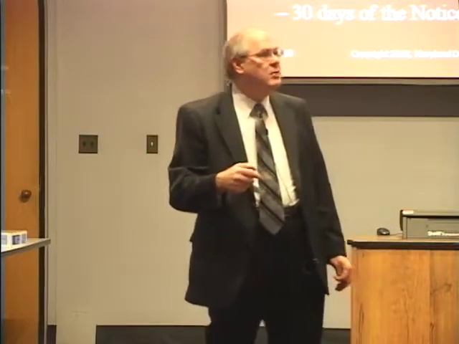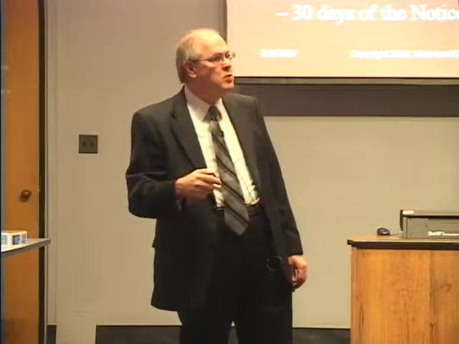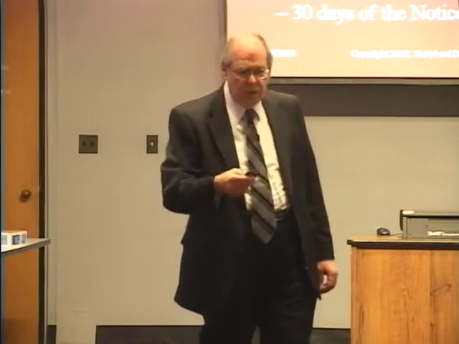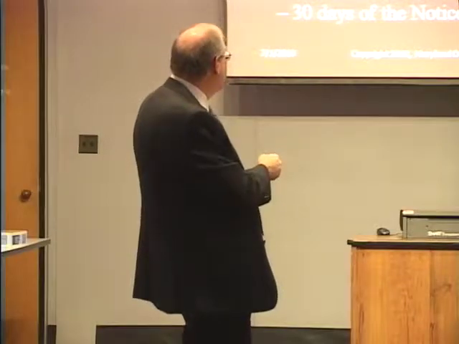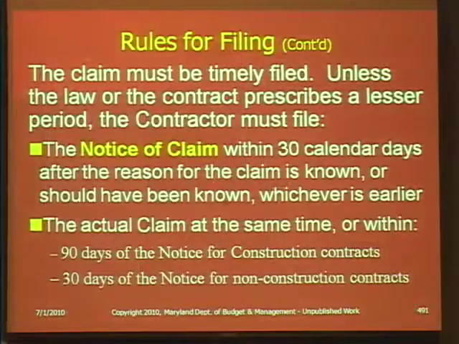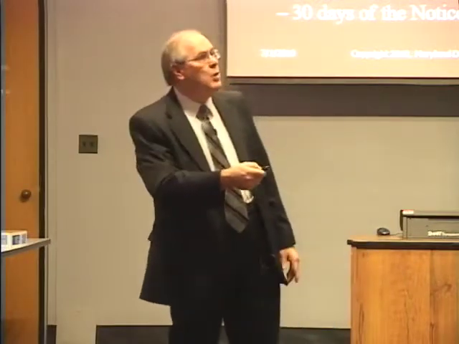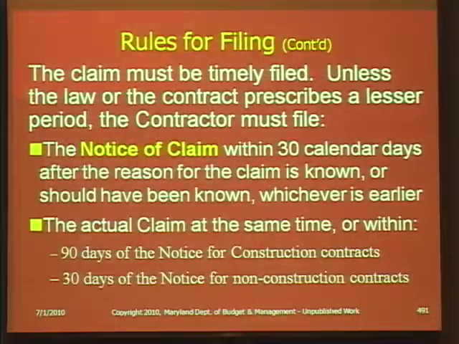Notice of claim. Within 30 calendar days after the reason for the claim is known or should have been known, whichever is earlier. I want to draw a distinction between a notice of claim and the actual claim. A notice of claim simply means we are going to file a claim. We're putting you, the state, the procurement officer, on notice that a claim's coming. Perhaps they've given you all the detail at the time they give you the notice, but typically it is simply like a one-page or a half-page notice that says, we're going to file a claim on this issue.